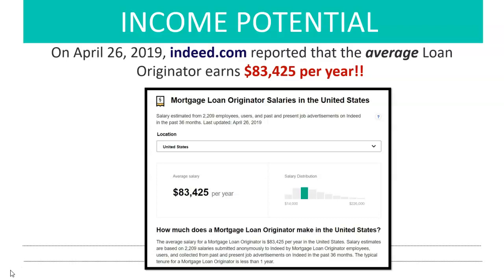And if you want to see for your particular state, you can go to Indeed.com and put in your location. I happen to be here in California, but we have people on the call from everywhere, and you can see how much it is in your particular state. In my state, California, it's in the 90s. So the income potential is there. And what if you're doing this on a part-time basis? On a full-time basis? What if you're also doing real estate along with it? This is the income potential for becoming a mortgage loan originator.